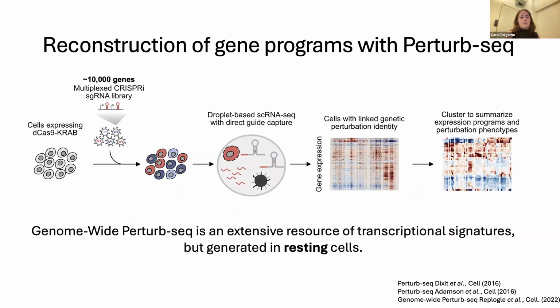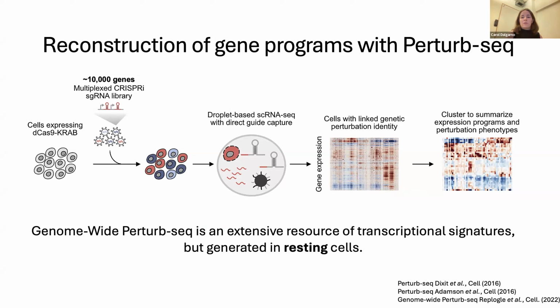One approach which uses this multiplexed single-cell RNA-seq method is Perturb-seq, which combines CRISPR genetic perturbation screens with a single-cell RNA-seq readout. And Perturb-seq is very well suited to reconstructing gene programs by identifying correlated perturbations and then learning the associated gene expression profiles. One example of such a Perturb-seq dataset is genome-wide Perturb-seq, where they knock down around 10,000 genes in cells expressing CRISPRi, and then generated an extensive resource of transcriptional signatures.